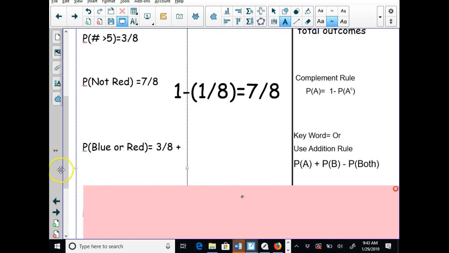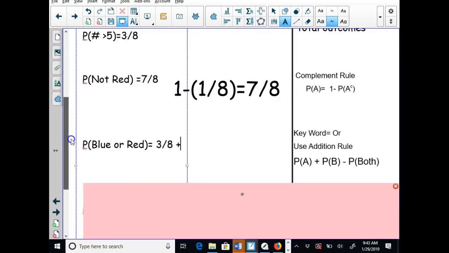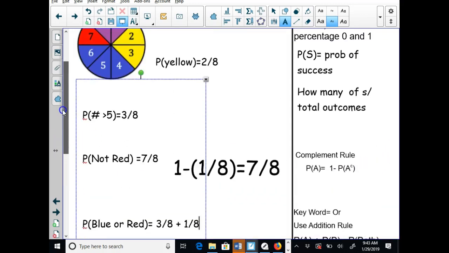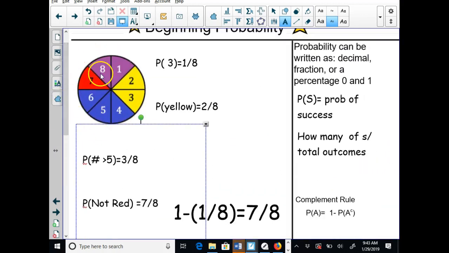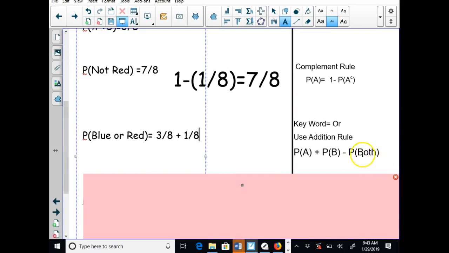Plus the probability of a red. Well, how many red do we have? There's 1 red divided by 8 total, minus the probability of both of them happening. Well, do we have any on here that are blue and red together at the same time? No, we don't. So that both means they have to happen at the same time.